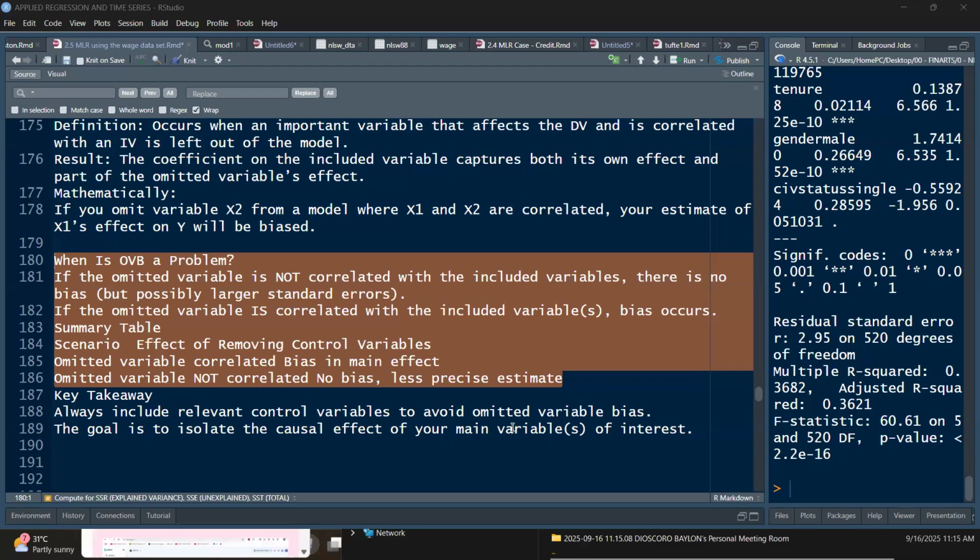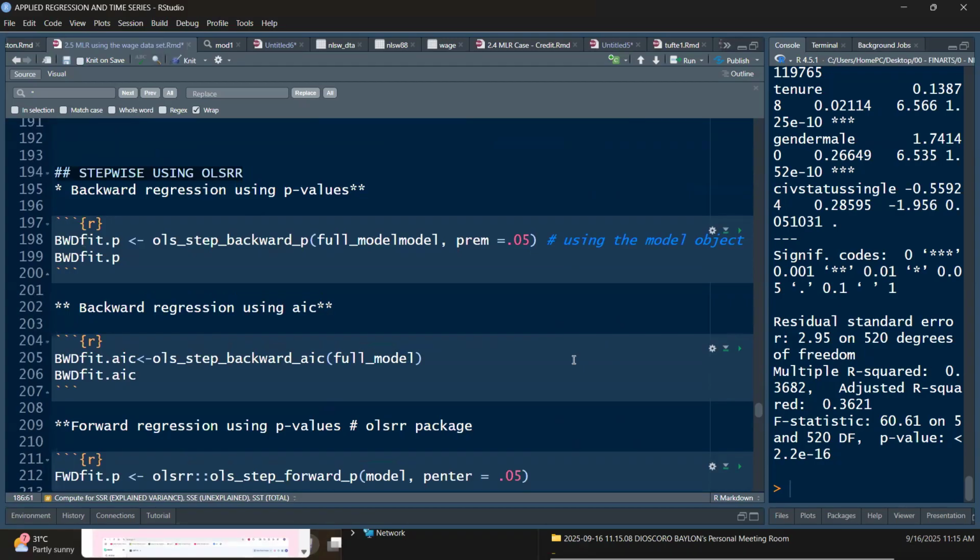Okay, so in your thesis class, you will hear your panelists say, what are your control variables? So that's very important. The understanding of control variables is important.